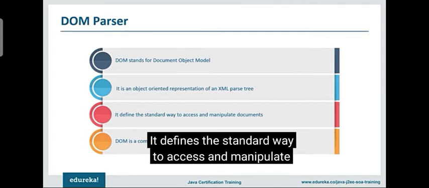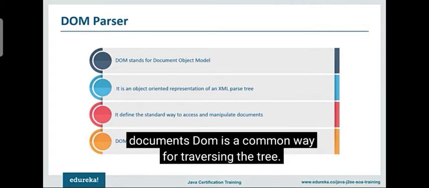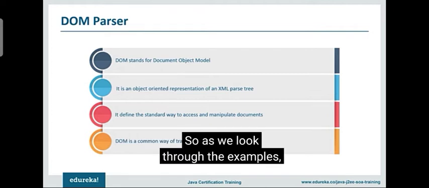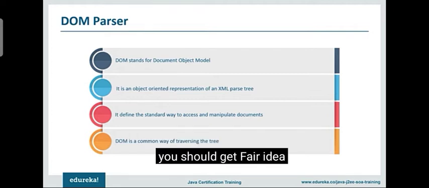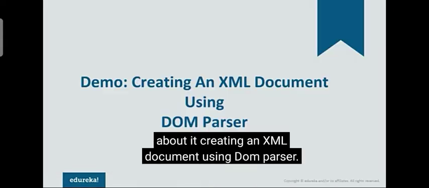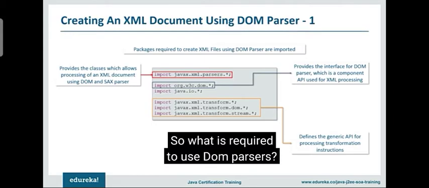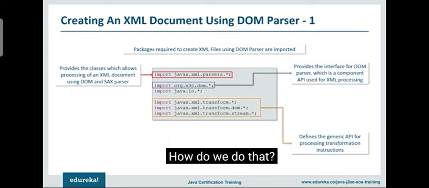It defines the standard way to access and manipulate documents. DOM is a common way for traversing the tree. So as we look through the examples, you should get fair idea about it. Creating an XML document using DOM parser. So what is required to use DOM parsers? How do we do that?